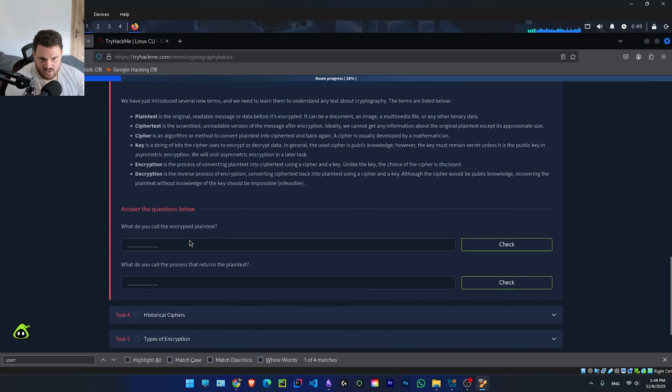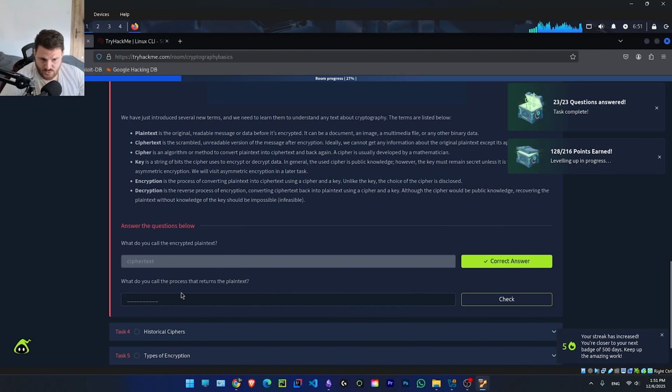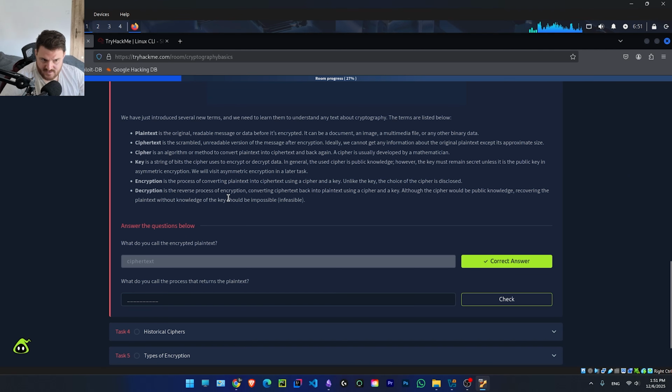Answer the questions below. What do you call the encrypted plaintext? Encryption is the process of converting plaintext into ciphertext. What do you call the process that returns the plaintext? Decryption is the reverse process of encryption, converting ciphertext back into plaintext. So, decryption.